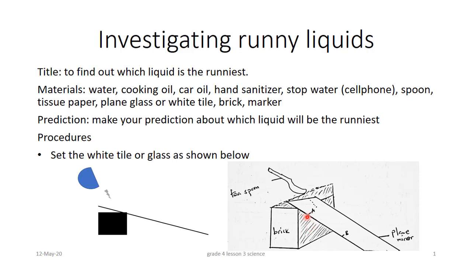Find 2 points on the plain mirror and label them point A and point B. Make sure the distance between these 2 points is 10 centimeters. So use your ruler to measure the distance between A and B. You mark A and B using your marker, and then you set your plain mirror like this. Make sure it does not slide.